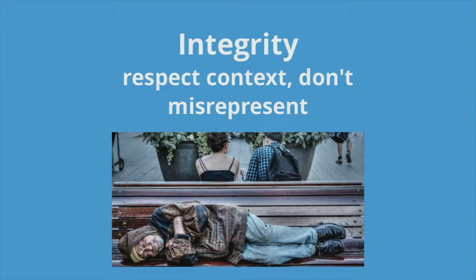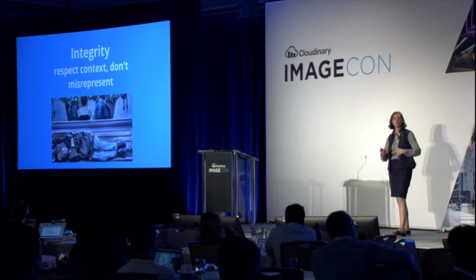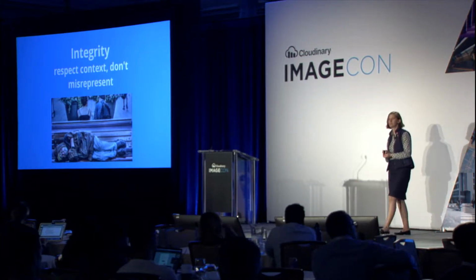This is an image that's telling a story, and it's talking about how the bourgeoisie is basically kind of a little bit oblivious and ambivalent to the homeless man behind them, who is equally oblivious to their existence. So it's an image that tells a story, and it is an image that respects context because context is important to the story. So I think this is a kind of a borderline image, but I think it is integral, it respects context, and it certainly doesn't misrepresent what's going on.